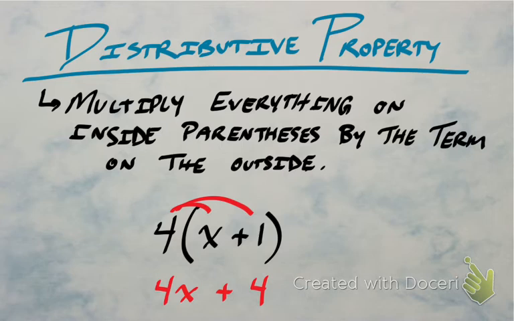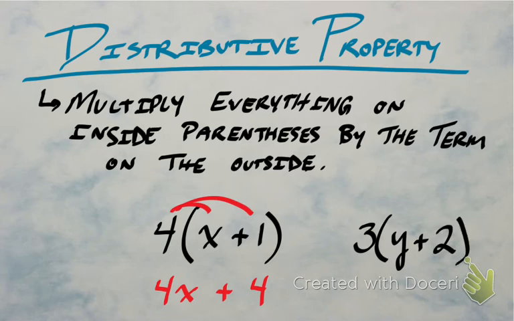Let's try another example. Let's say that we had something like 3 times y plus 2. We would distribute. Whoop, whoop. The 3 goes times the y, which is 3y, and times the 2, which is 6, and that is simplified.